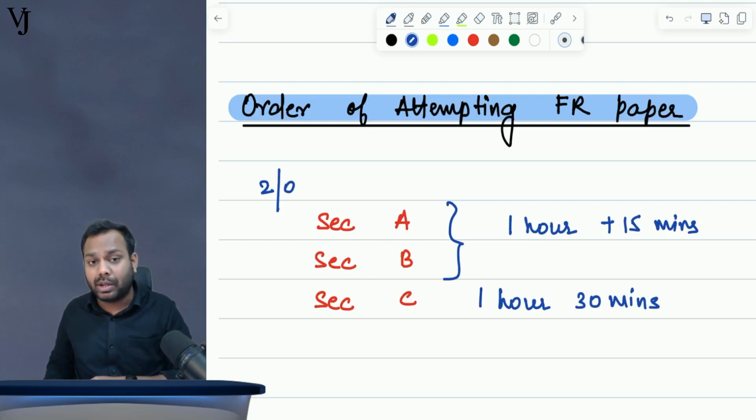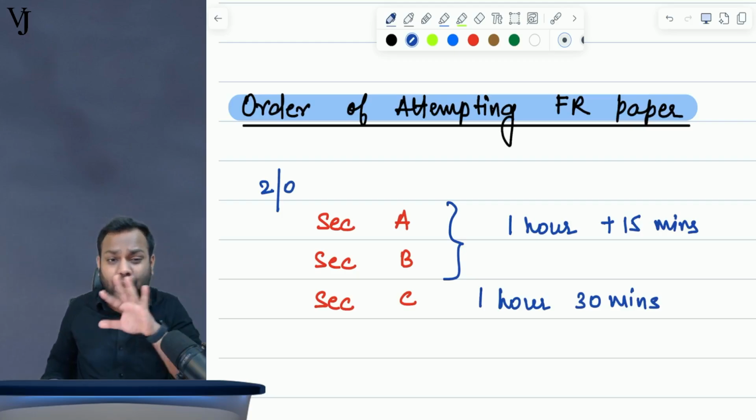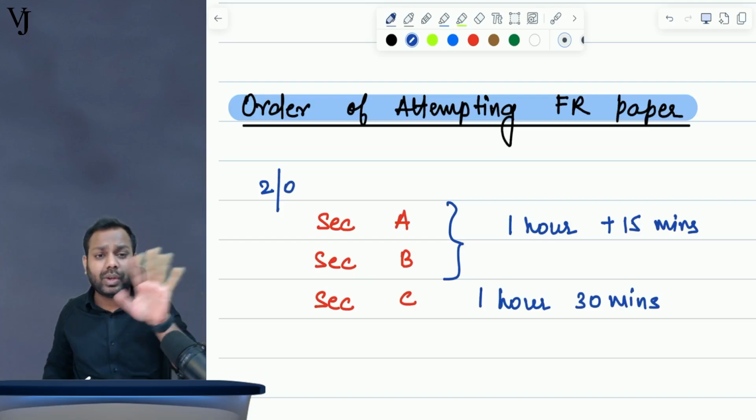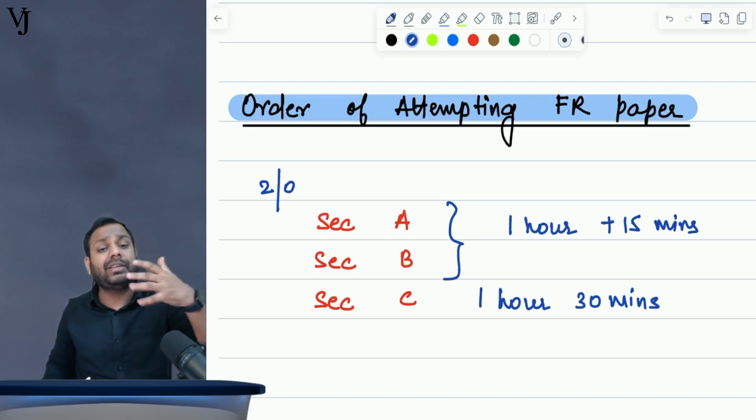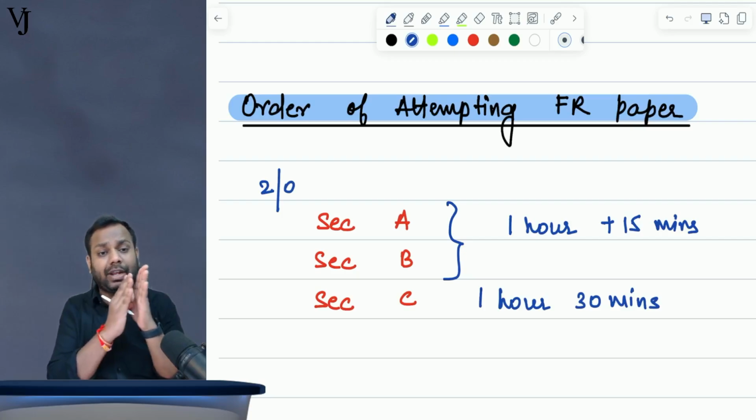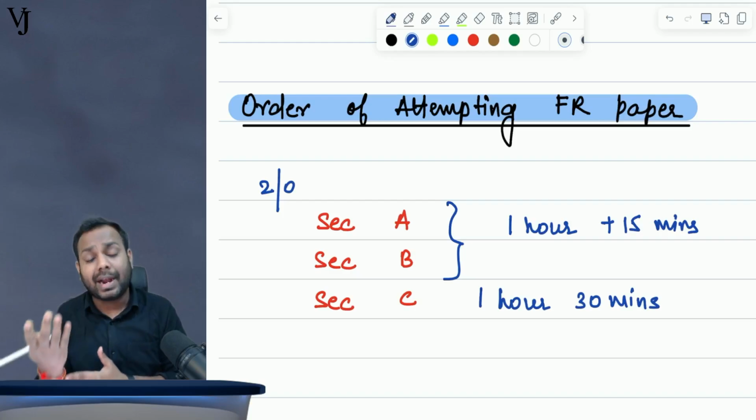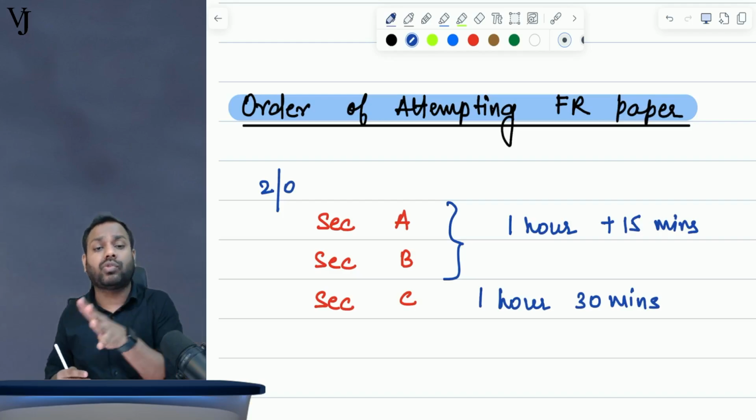One more point. In Section A or Section B, if you find any questions are complex, don't waste your time on them. First of all, bag easy marks. Then once you are done with the entire paper, go to the flagged questions and try to solve them.